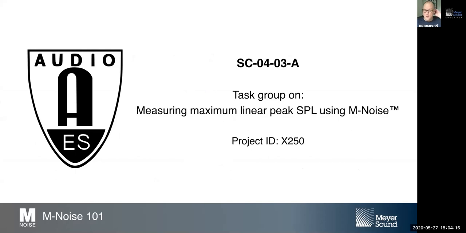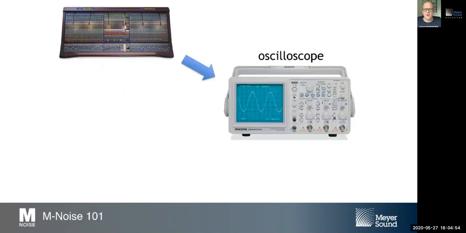M noise is attracting so much attention that, for almost one year now, the AES has a task group investigating whether M noise and its companion procedure, the procedure for determining the maximum linear peak SPL, the maximum performance capability of a loudspeaker, merits adoption as an AES standard. So the Meyer Sound proposal is in the process of hopefully becoming an AES standard, which would be truly awesome for reasons that I'm about to disclose.